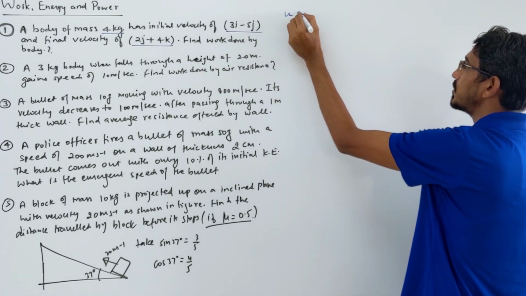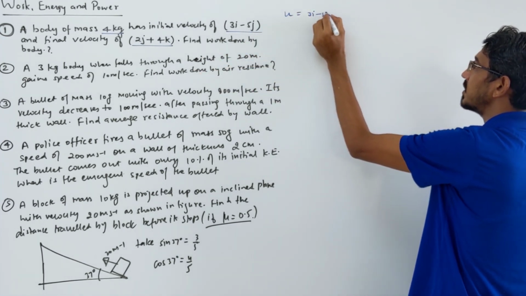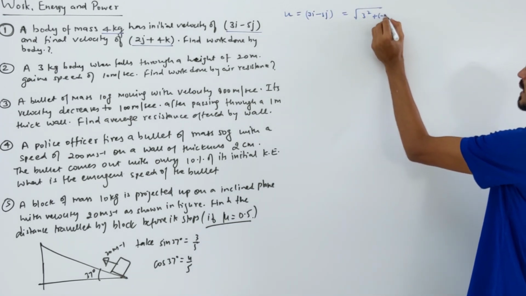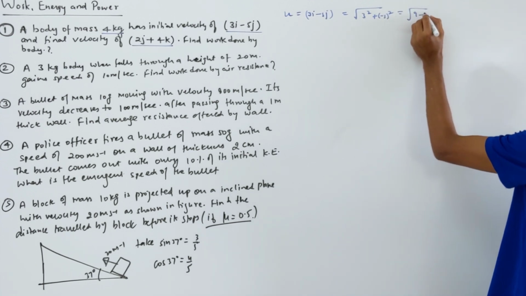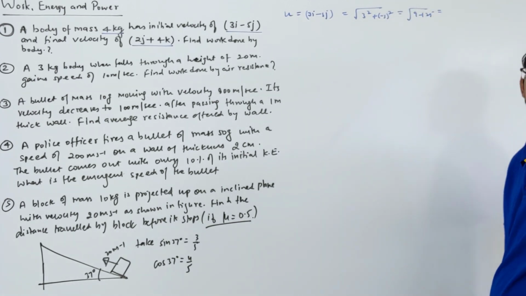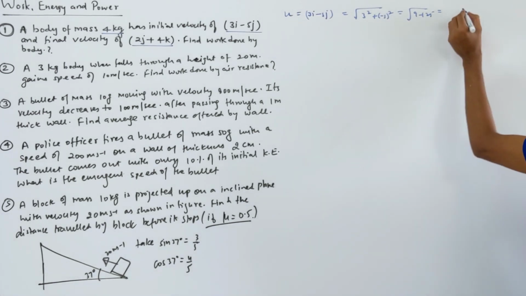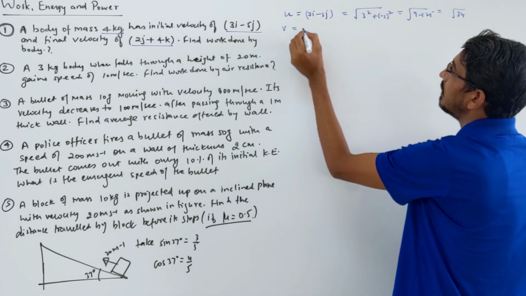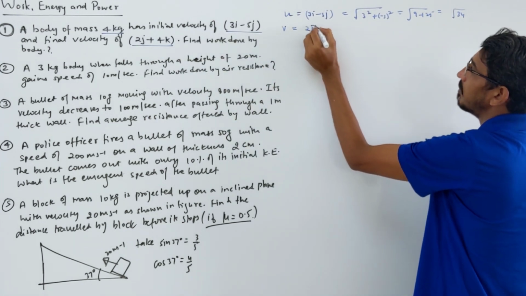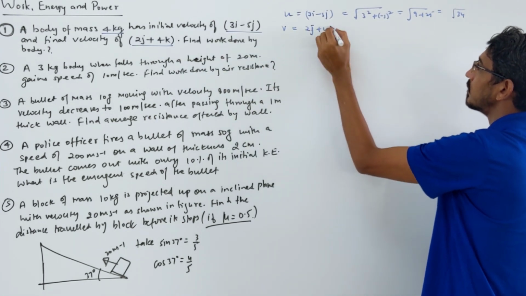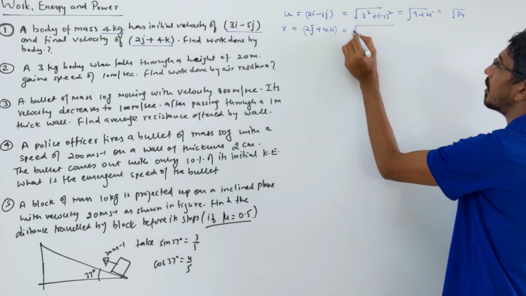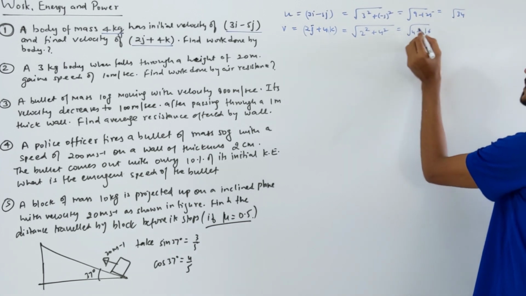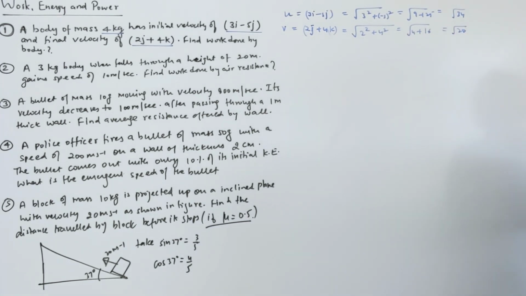The initial velocity u is given as 3i minus 5j. The square of its magnitude is 3 square plus minus 5 square, that is 9 plus 25, which is 34. What is the final velocity given to you? 2j plus 4k. What is the square of its magnitude? 2 square plus 4 square, that is 4 plus 16, which is 20.